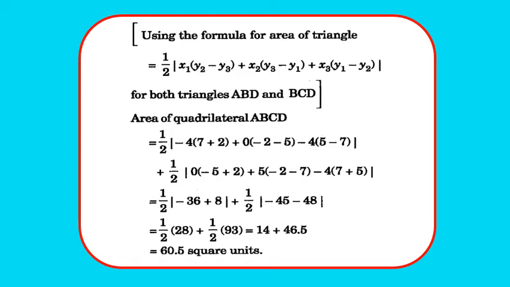modulus of minus 4(7 plus 1) plus 0(minus 2 minus 5) minus 4(5 minus 7) plus half modulus of 0(minus 5 plus 2) plus 5(minus 2 minus 7) minus 4(7 plus 5). On simplification, we get the area as half into 28 plus half into 93, which is equal to 14 plus 46.5. So the area of the given quadrilateral will be 60.5 square units. Clear? So pause and note down the solution.